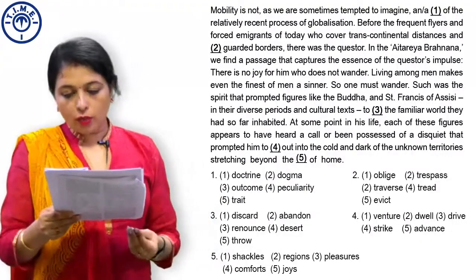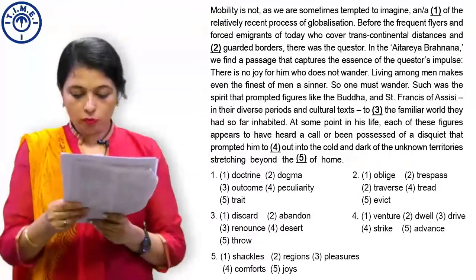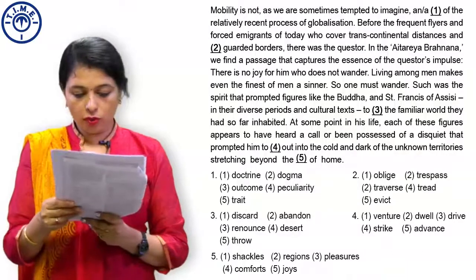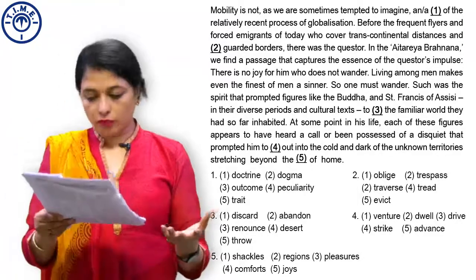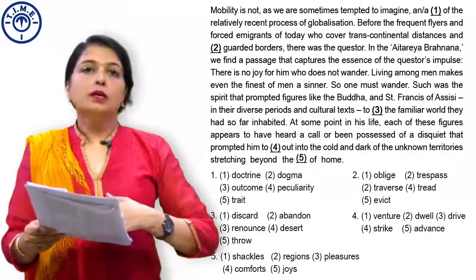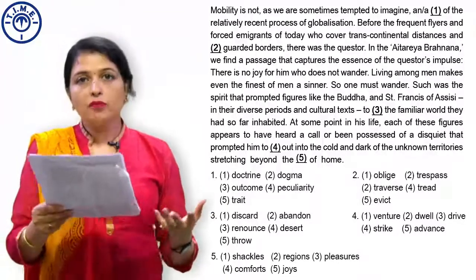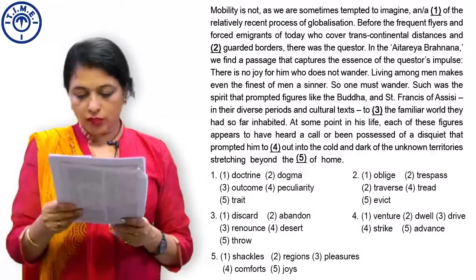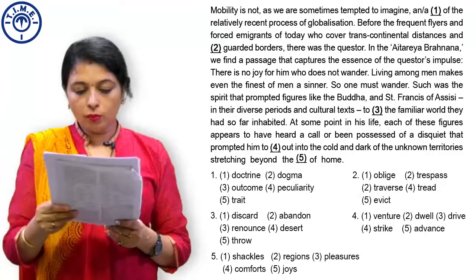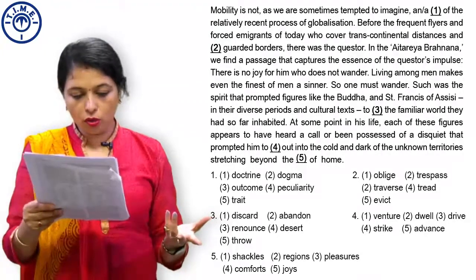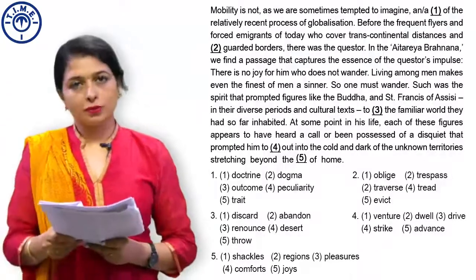Fine. So, venture out into the cold and dark of the unknown territory stretching beyond the dash of home. Now, beyond the dash of home: shackles, regions, pleasures, comforts or joys. All of us are aware of the fact that a home gives us comfort, and in the context of someone giving up on worldly pleasures and what all a home provides, the best filler could only be comforts. Fine. So, for the 5th blank, the answer is choice number 4. A home need not always be full of joys or pleasures, but it definitely provides comfort. So, here comfort is most suitable.